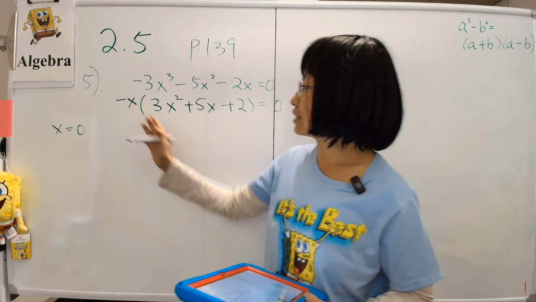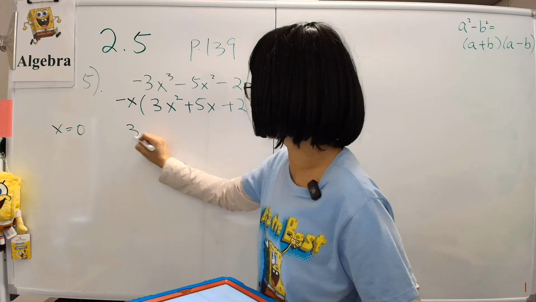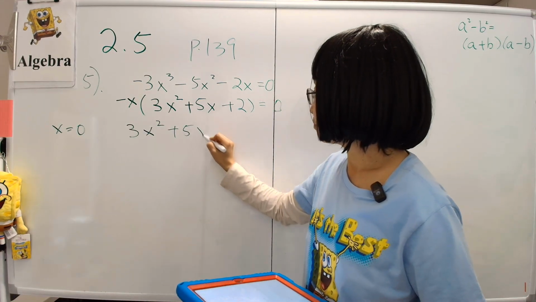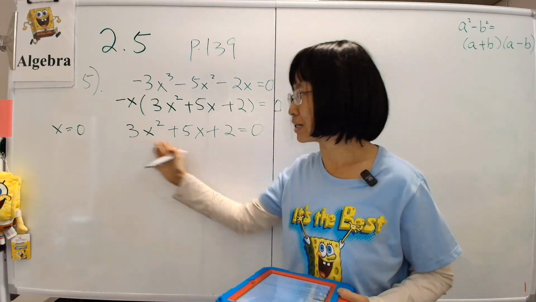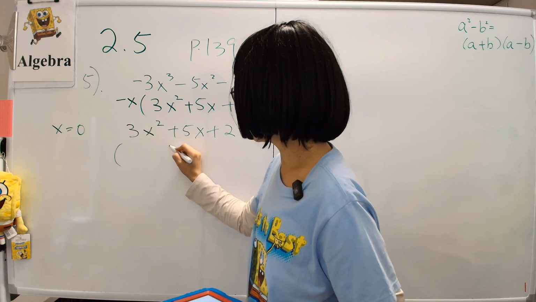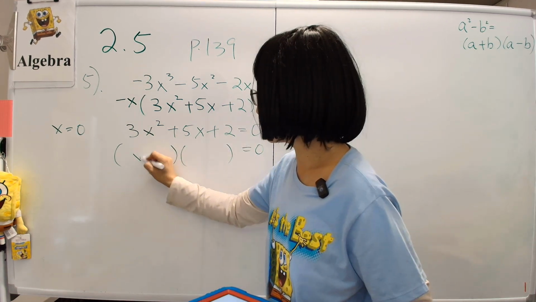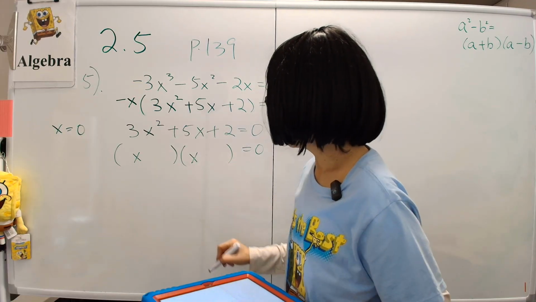So the next option is that we have this other thing equal to 0: 3x squared plus 5x plus 2 equals 0. Now here is the quadratic equation that we are about to solve. So let's pull that trick again. We need to come up with something that multiplies to become that. It's that simple. We are going to hope for the best.